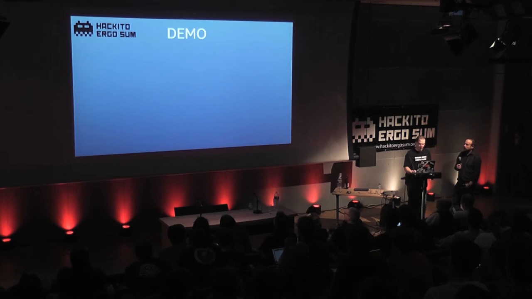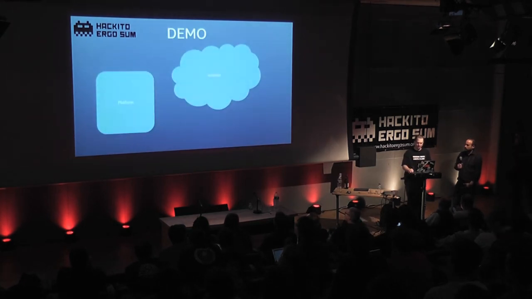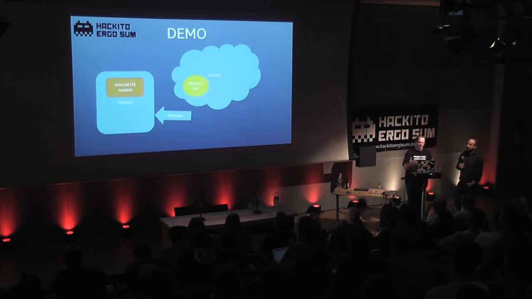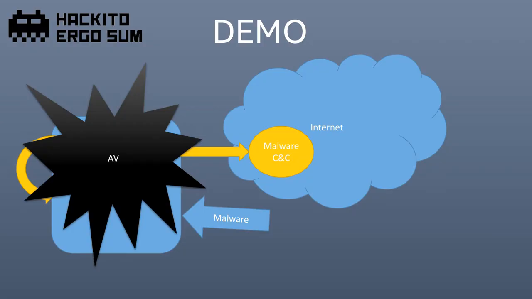So the demo we're going to show you is a platform that gets attacked by malware. It connects back to a CNC that says, okay, I have discovered an internal LTE module that is exploitable, and I'm going to attack it. So you know this machine I'm at, this hash or whatever, an IP, is persistent. Installed it on the platform component, and then AV comes along, kills the malware. AV only kills the malware within the host. It doesn't do anything for the LTE module.